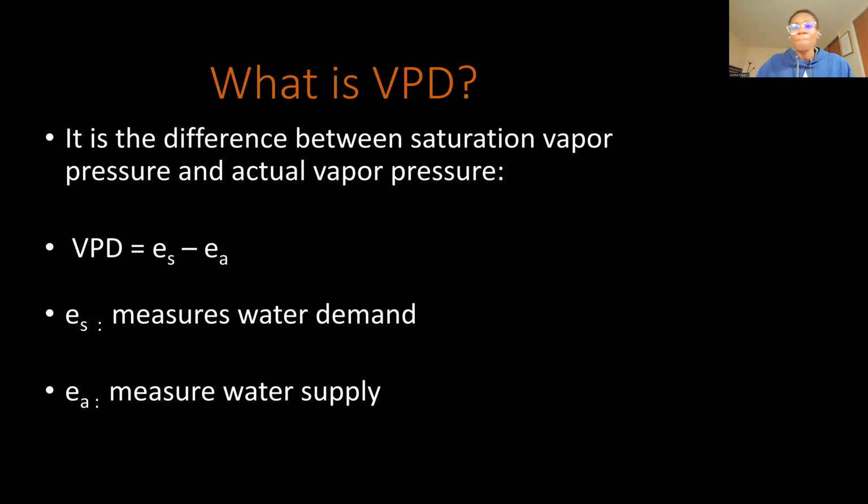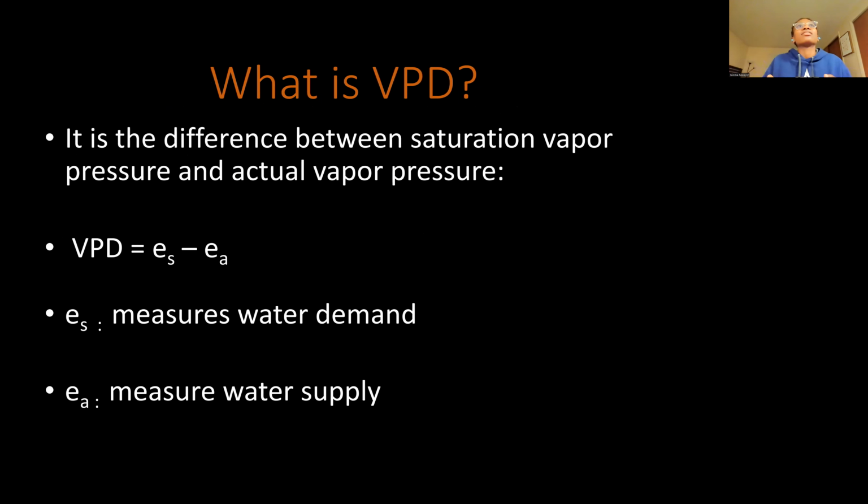So what is VPD? It's the difference between the saturation vapor pressure and the actual vapor pressure. What is saturation vapor pressure? It's a measure of the maximum amount of water the atmosphere can hold at a given time. And the actual vapor pressure is the measure of the actual water vapor in the atmosphere.